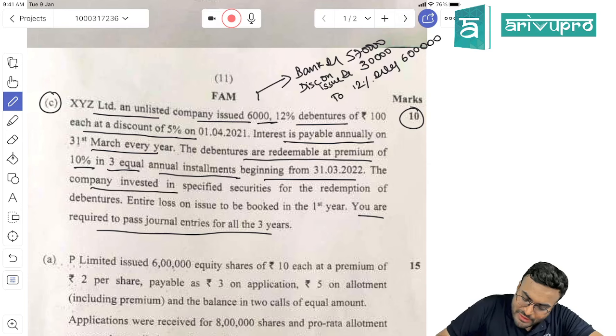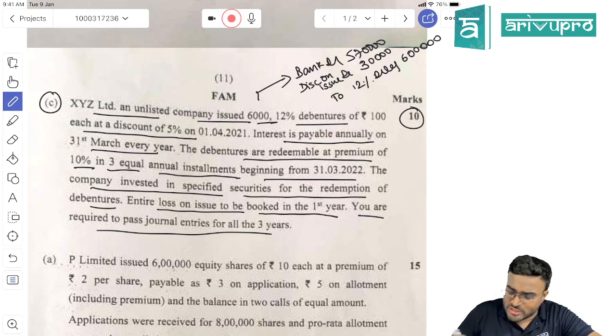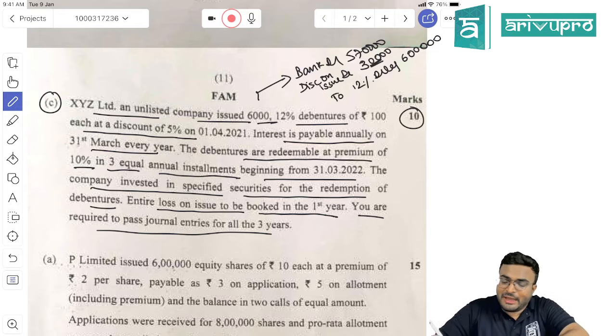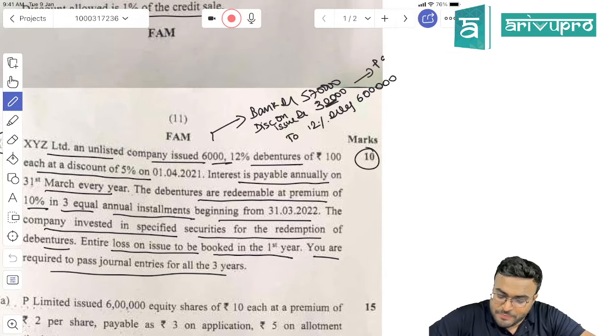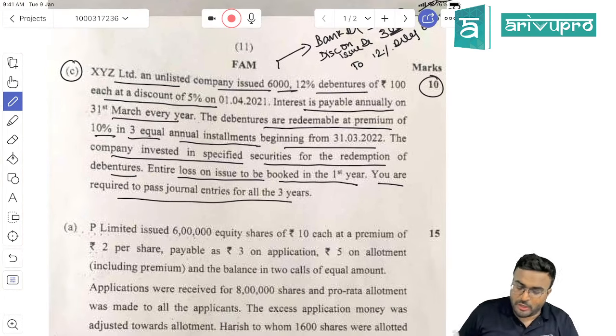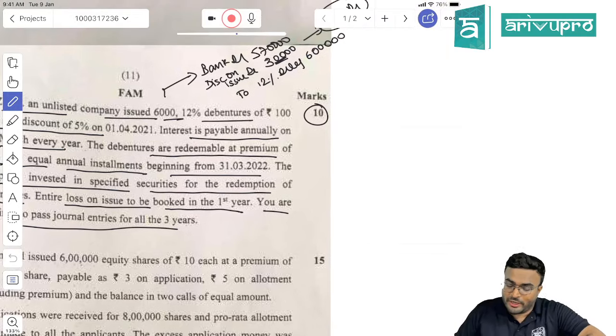The company invested in specified securities for the redemption of debentures. Entire loss on issue to be booked in the first year. What they said is, whatever loss on issue is there, this 30,000, the entire amount will go to P&L in the first year. First year itself, loss on issue will be debited to P&L. You are required to pass journal entry. So what are the things that you need to worry about here?